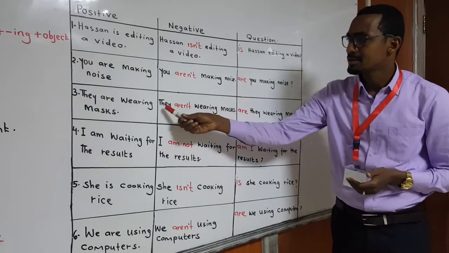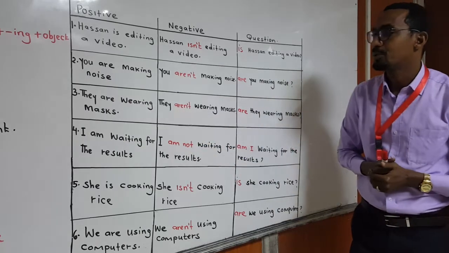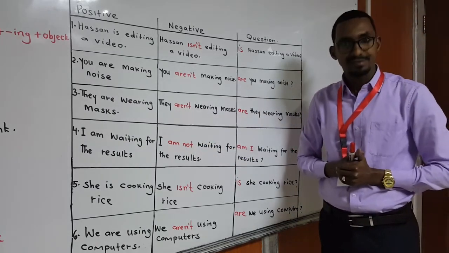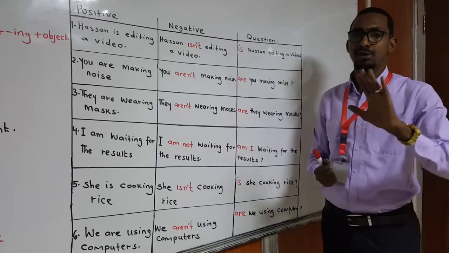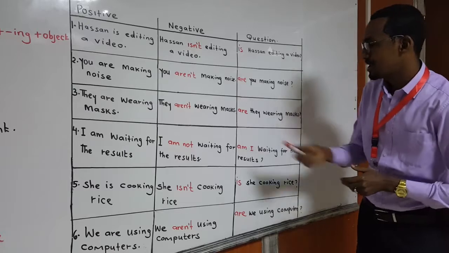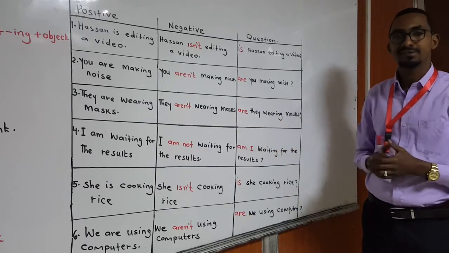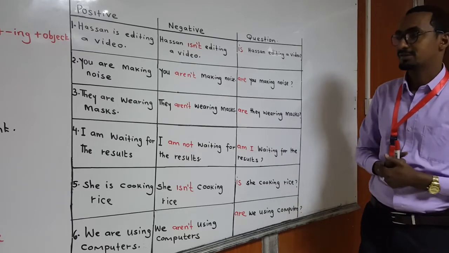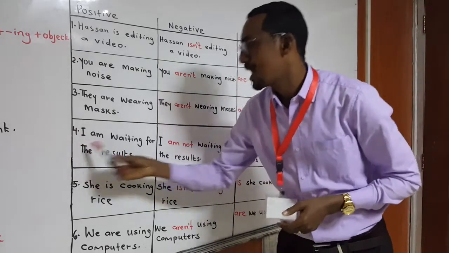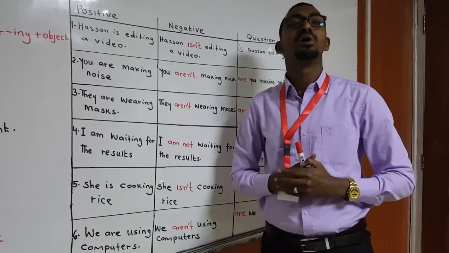The negative is are, you will make it negative, you will add only not, therefore it will become they aren't wearing masks. And the question is, are they wearing masks? Are they wearing masks? Very good.